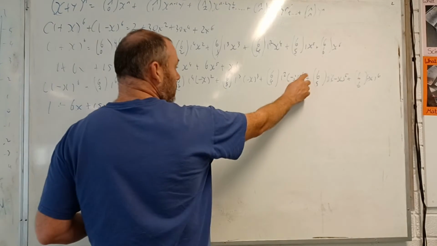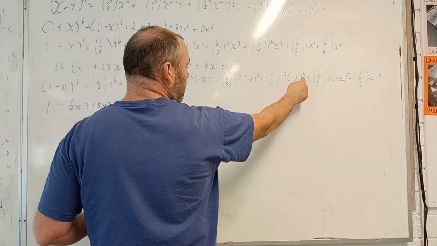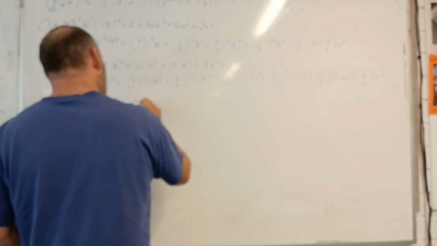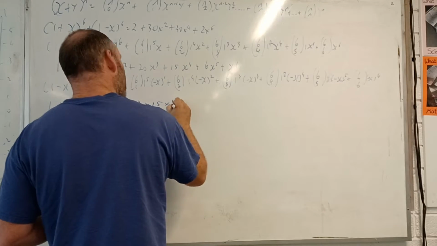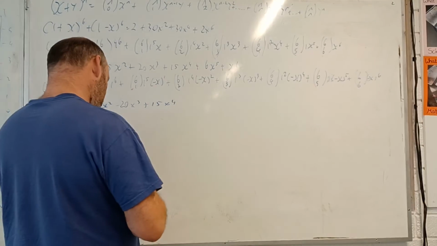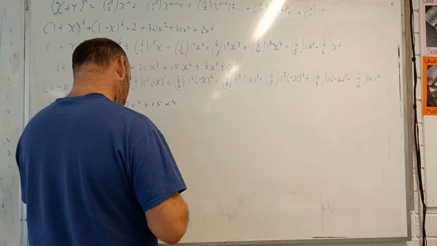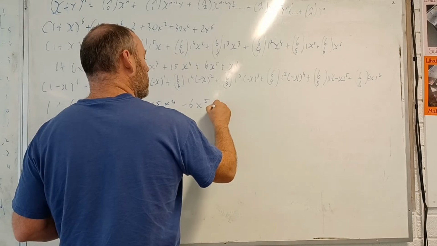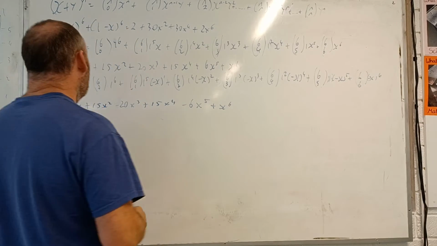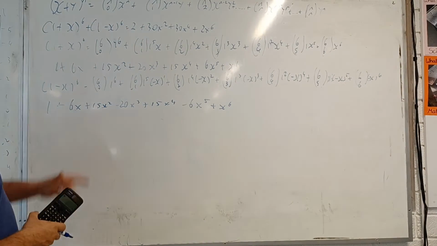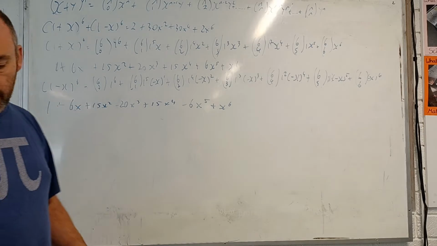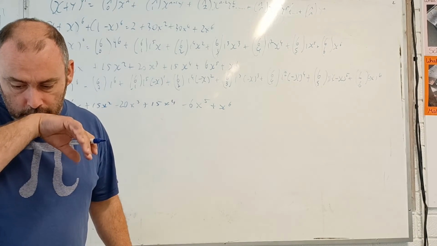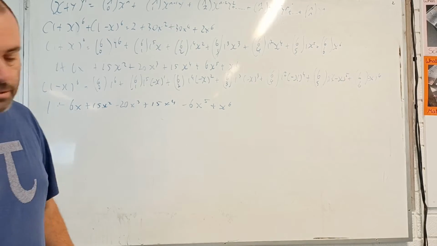And then we have, so this is an even numbered power, so that's going to be positive, plus 15x to the power of 4 minus 6x to the power of 5 plus x to the power of 6. So we now have our two expansions, but we are asked to add them. So we have to add these two results.